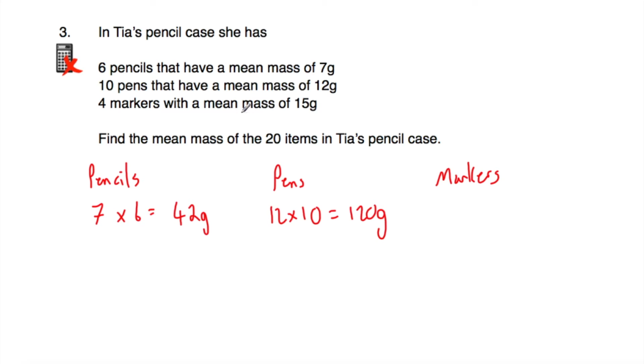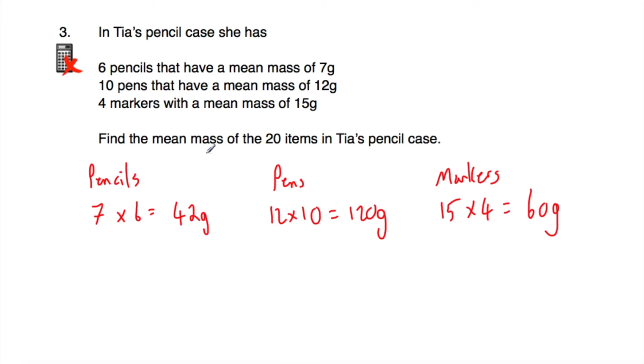So in terms of the markers, the mean mass of the markers is 15 grams. So that means that if we added up all the masses of the 4 markers and divided by 4, we get 15 grams. So if we work backwards, if we take the mean, which is 15, and multiply that by 4, 15 times 4 is equal to 60. So that's the total mass of the markers.